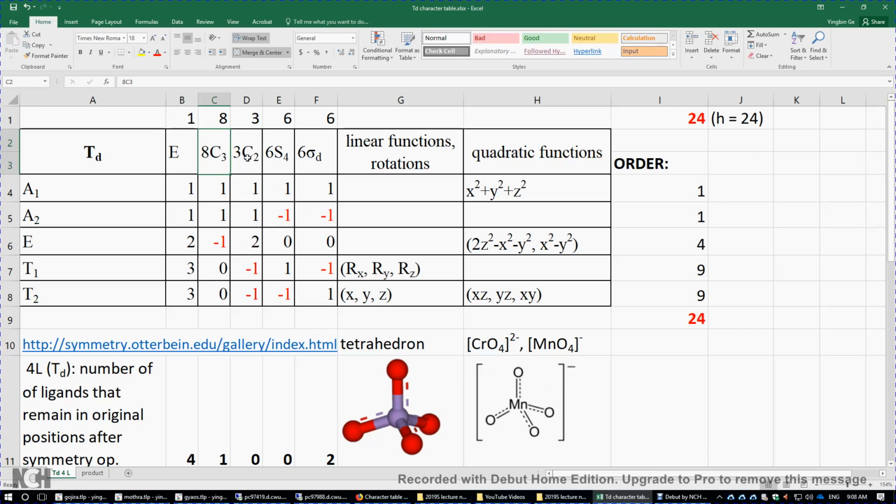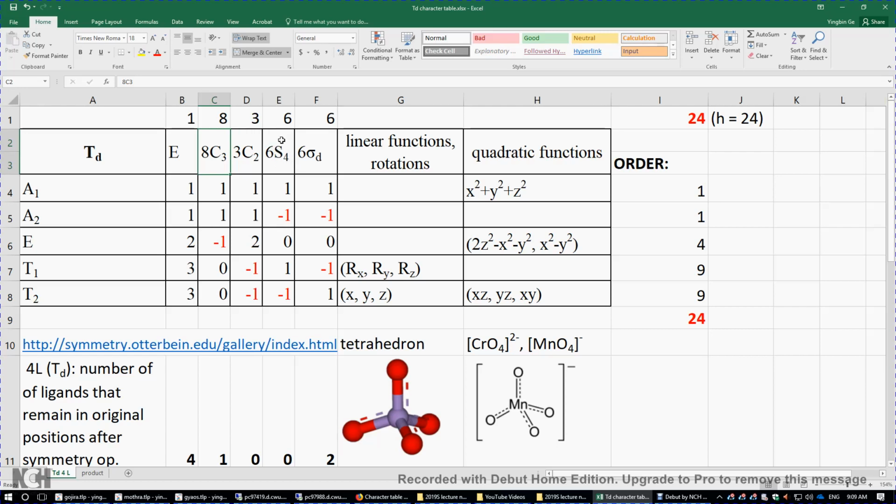And then you have 3 C2 symmetry elements and also 3 C2 operations. So this is one of the C2 axes, right here. There are 3 of those. And then you have 6 S4 symmetry operations. S4 is an improper symmetry axis or operation.